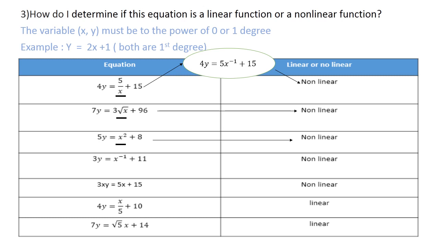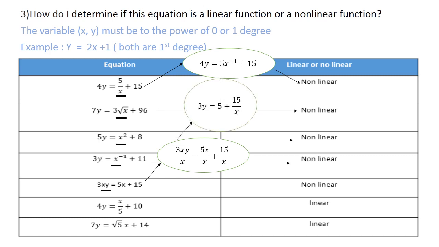Next example, 3y equals (x minus 1) times x to the power minus 1, plus 11. Here x is to the power of x minus 1, so it is a nonlinear equation. Next example, 3xy equals 5x plus 15. Here x and y are each to the power of 1, but it's not a linear equation. Why? We can rewrite this equation by dividing each side by x. Then we can cancel the x's with each other. It will be 3y equals 5 plus 15 over x, so it is a non-linear equation.